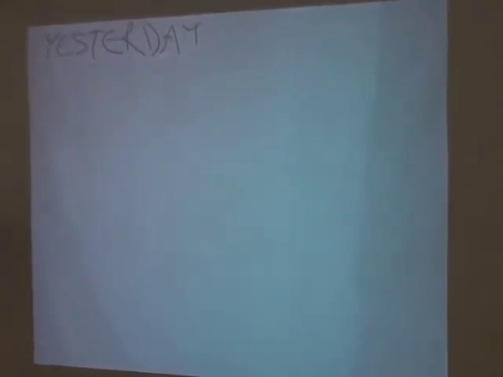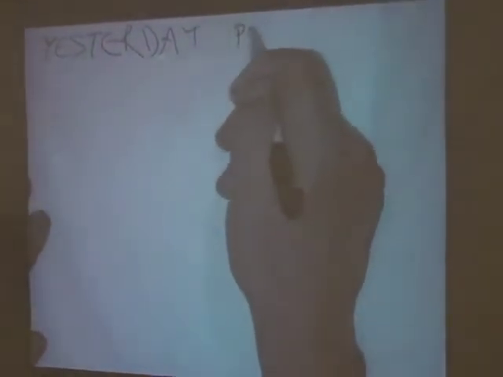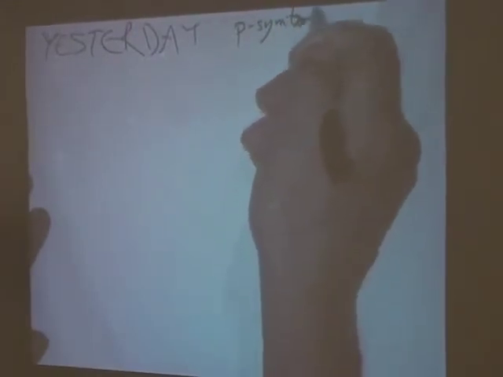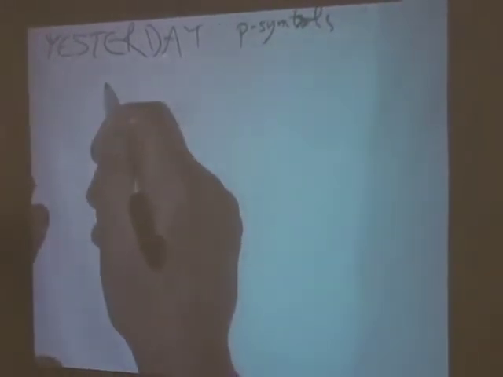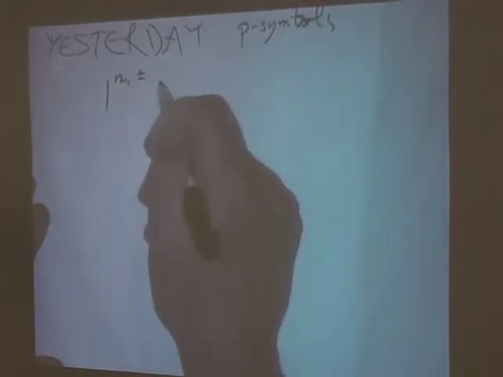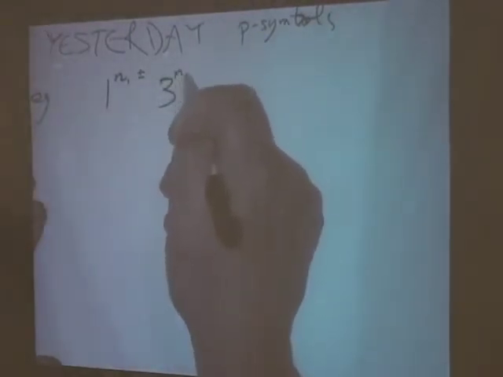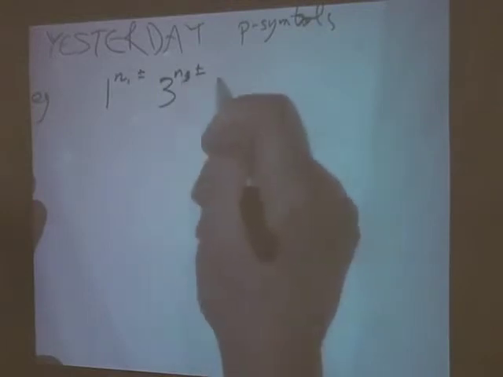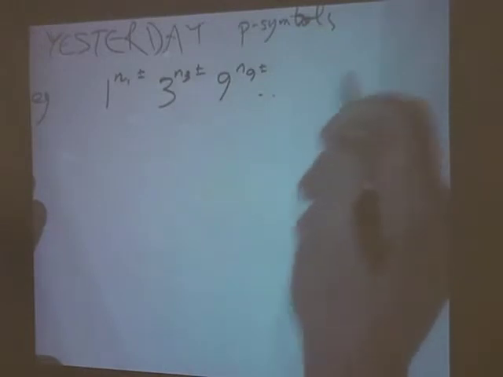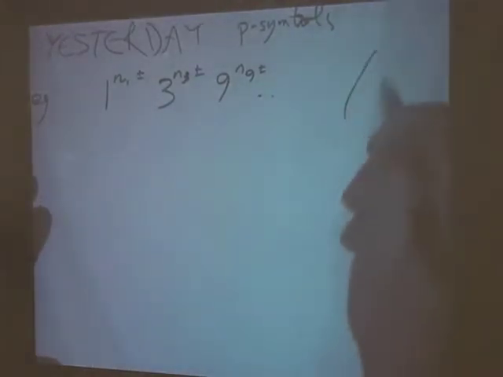So yesterday we had the notions of the p symbols, which looked like 1 to the n1, and then plus or minus, let me just say for example 3 to the n3 plus or minus, 9 to the n9 plus or minus. Well, that was the 3 symbol. In the case of the -1 symbol, it was just plus to the n plus, minus to the n minus.